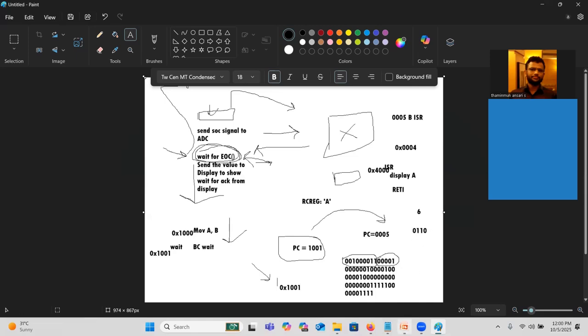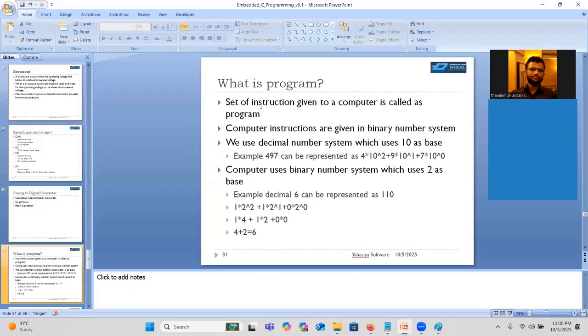The binary number system is used in computers. The computer instructions are given in binary number system. Whatever we use now is called the decimal number system, which has base 10. For example, if I say 497, I can say it like this: 4 into 10 power 2, 9 into 10 power 1, 7 into 10 power 0. 10 power 0 means 1, so 7. 9 into 10 power 1 is 90, and 97 when you add both. Then 4 into 10 power 2 is 400. 400 plus 90 plus 7 is 497, which is using base 10.